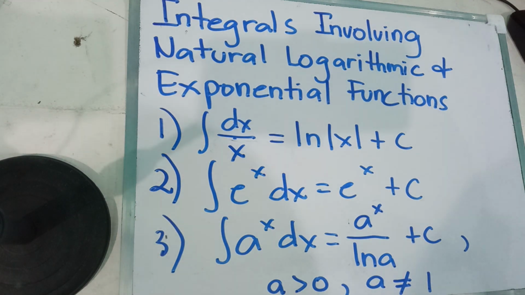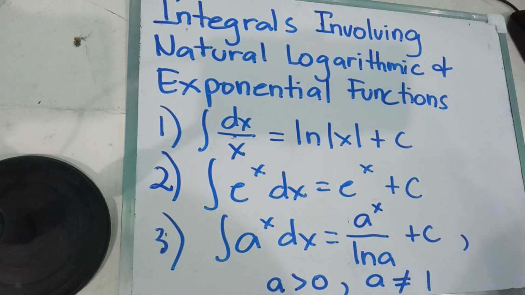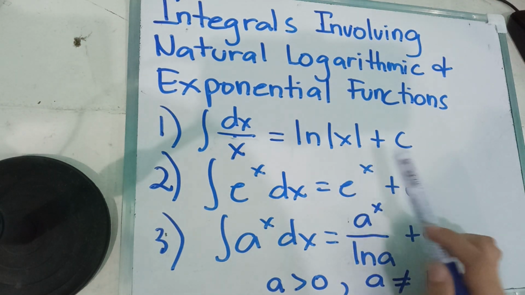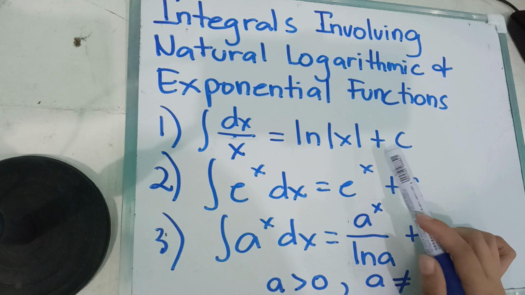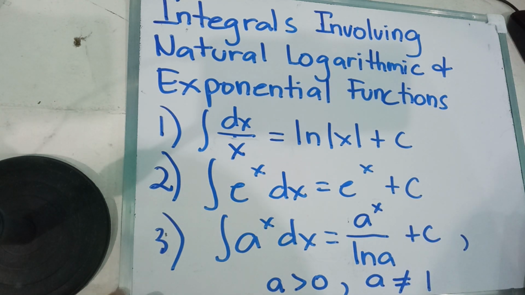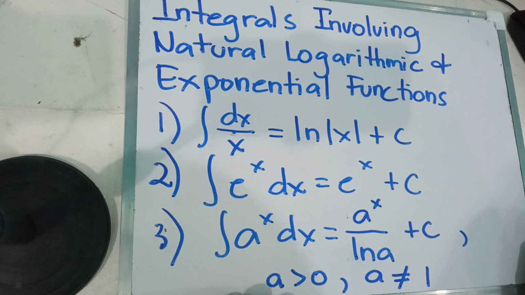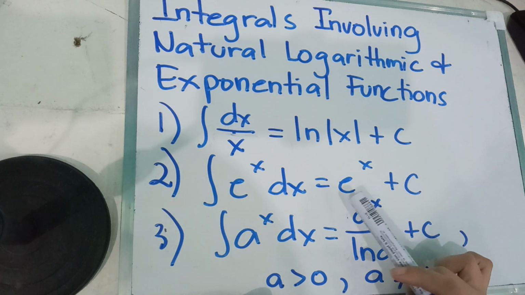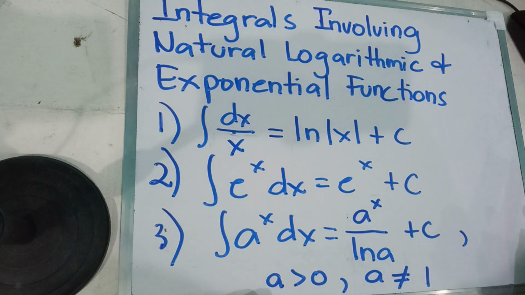Good morning, everyone. So today we are gonna be talking about integrals involving natural, logarithmic, and exponential functions. We have here three formulas or three rules that we have to follow. First one is the integral of dx over x, that is equal to the natural logarithm of the absolute value of x plus c. For the second one, this is for the exponential functions. That is the integral of e to the power of x dx, that is simply equal to e to the power of x plus c.